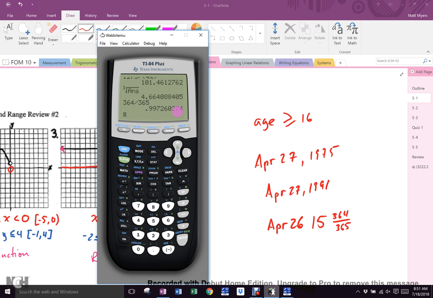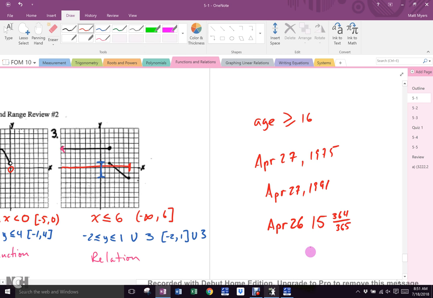0.99726. So my age right there on April 26th was 15.997. Could I get my license yet? No, because I didn't hit 16. But look how close I was. 0.03 of a year away. But I'm not 16, so I can't get my license. Everybody understand? Let me give you another example.